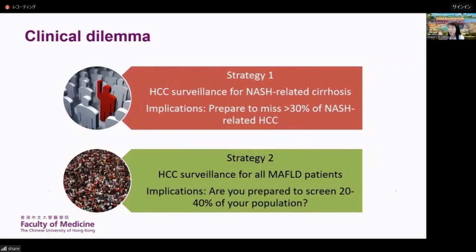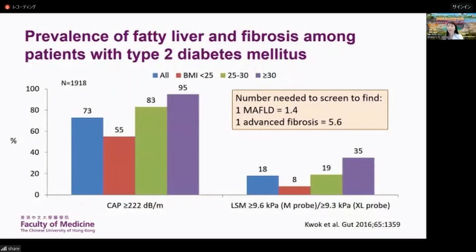If we focus on strategy 1, HCC surveillance for only NASH-related cirrhosis, then we will use fewer resources, but we are prepared to miss at least 30% or even more of the NASH-related HCC. On the other hand, we may consider strategy 2, HCC surveillance for all MAFLD patients, which means huge resource implications, as we would have to screen 20 to 40% of our whole adult population, a very huge healthcare burden.